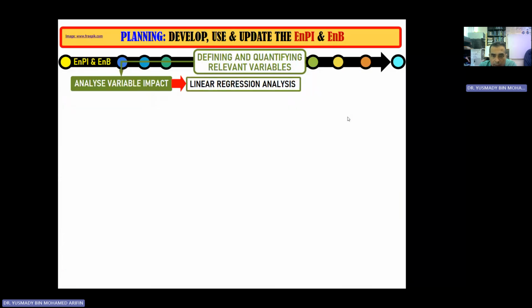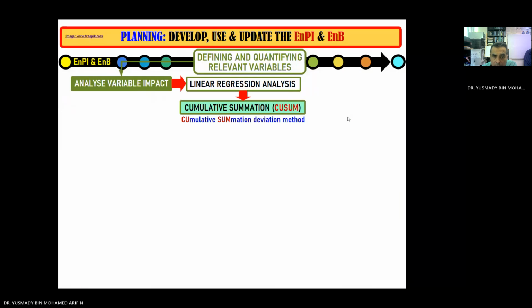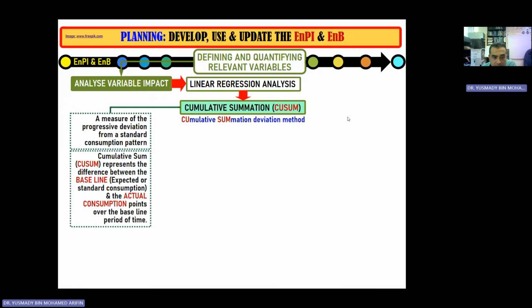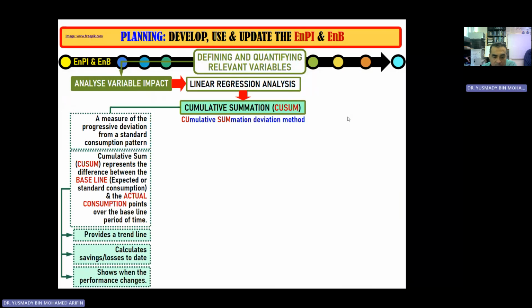Still under linear regression analysis, we have another type of analysis, which is the cumulative summation, CUSUM. CUSUM stands for cumulative summation deviation method. It is a measure of the progressive deviation from a standard consumption pattern. The cumulative sum represents the difference between the baseline, expected or standard consumption, and the actual consumption over a period of time. CUSUM provides a trend line, calculates savings and losses to date, and shows when the performance changes.